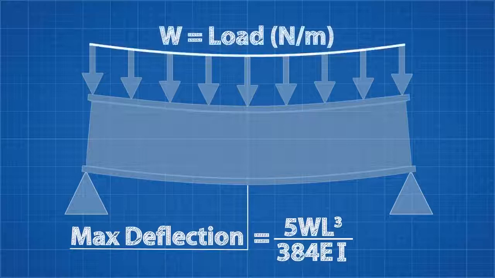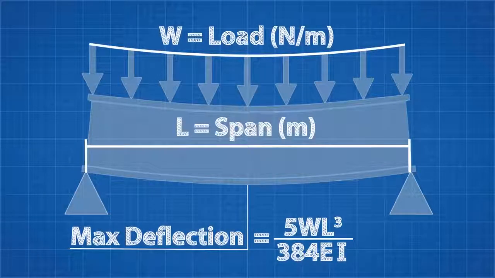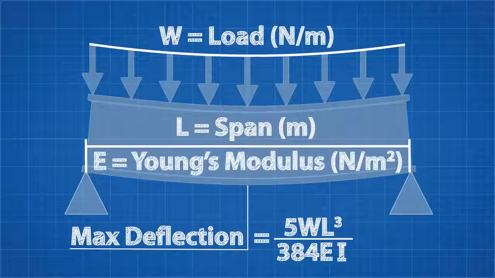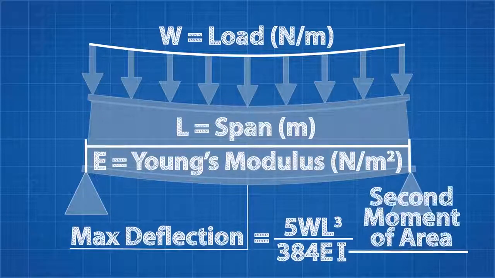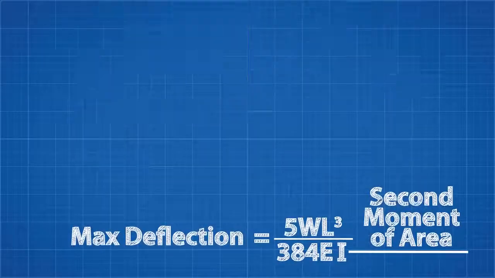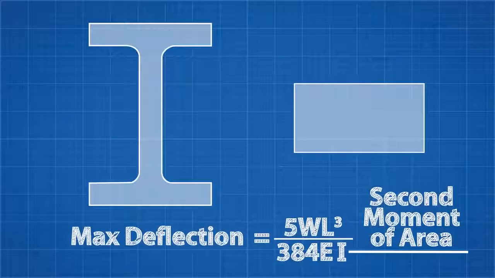W represents the uniformly distributed load in terms of newtons per meter. L is the span between supports. E is the Young's modulus, which, as explained in my Material Properties 101 video, describes the stiffness of the material. But the variable we want to focus on is I, which represents the second moment of area, sometimes called the moment area of inertia. This describes the shape of the beam.